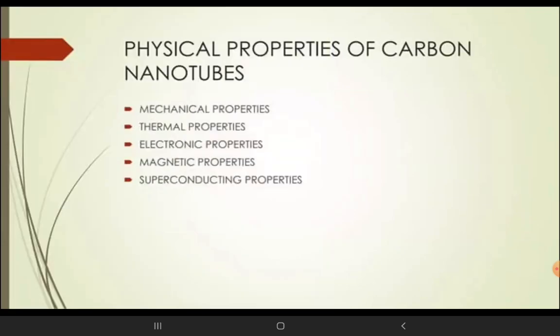Physical properties of carbon nanotubes: mechanical properties, thermal properties, electronic properties, magnetic properties, and semiconducting properties. But here we discuss mechanical properties and thermal properties.